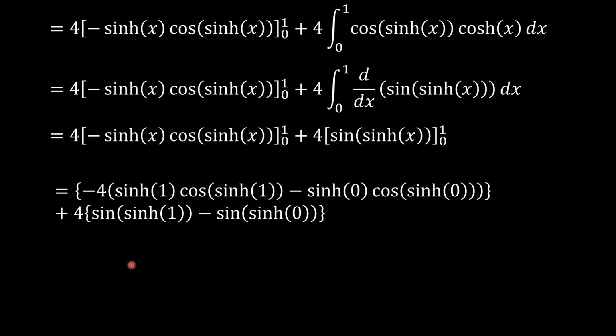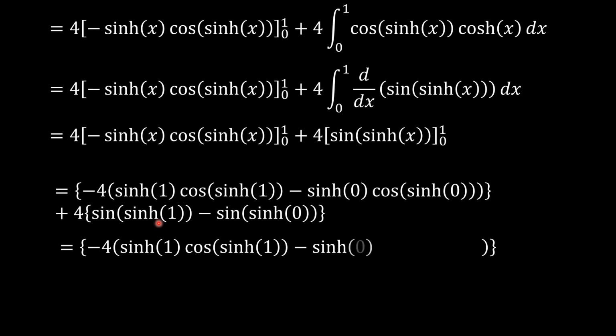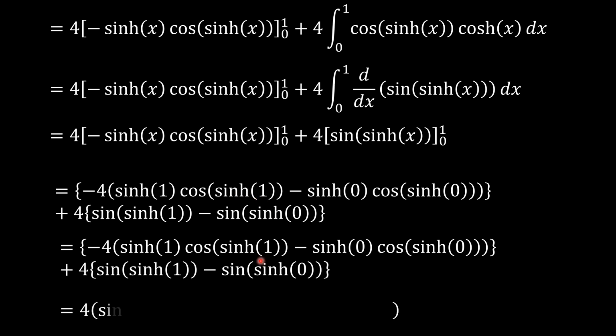So we are only left with 4 times sine of hyperbolic sine of 1 minus 4 hyperbolic sine of 1 times cosine of hyperbolic sine of 1. And that is the answer. You could try to simplify it, but I think that's the simplest we could get.